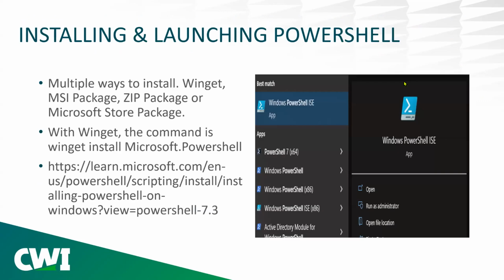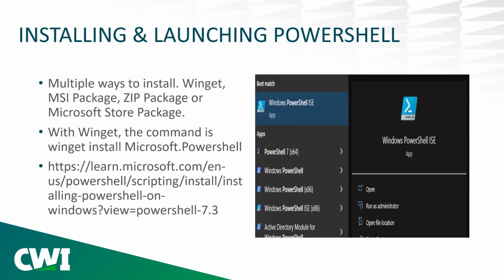You'll notice in this week's assignment, we have a walkthrough that shows you how to set up PowerShell and work with it on your own computer. This also talks about doing it too. There are multiple ways to install it. The one that I suggest is WinGet for your home computer, and we talk about that in your assignment. But there's WinGet, MSI packages, zip packages, or you can even go out to the Microsoft Store.